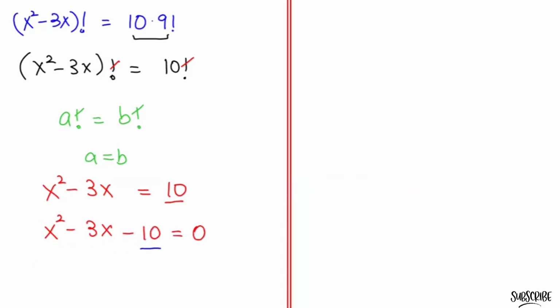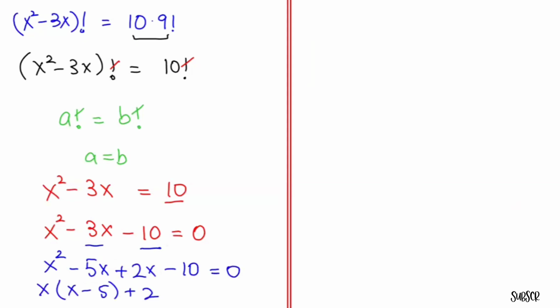So this is our product and this is our sum. I am going to factorize this. I take the two numbers that give me 10, and as I am subtracting, I will get negative 3x. So that is x² − 5x + 2x − 10 equals 0. Here I take common x times (x − 5) plus 2 times (x − 5), since minus 5 times 2 gives us 10, equals 0.